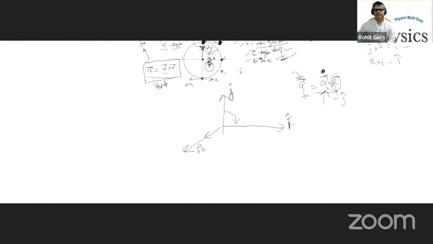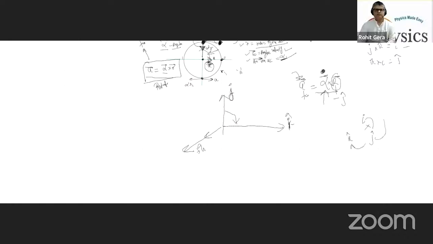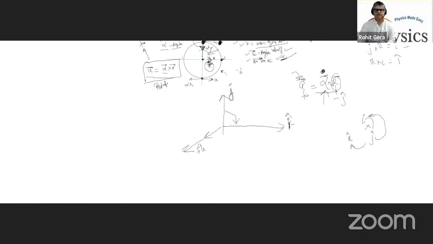Is this clockwise or anti-clockwise? Clockwise. j to i, j cross i, right? One minute, let me show you. i j k. What is i cross j? i cross j is k. So what will j cross i be? j cross i will be minus k. Opposite. I cross J you said is K. If I go like this clockwise, I cross J. If I do J cross I, it will be minus K.